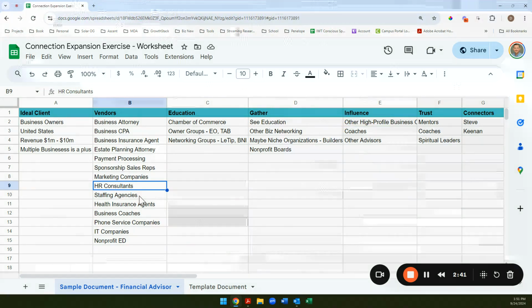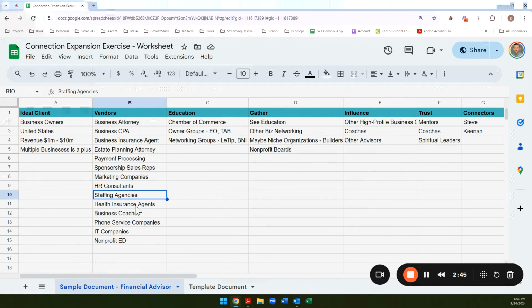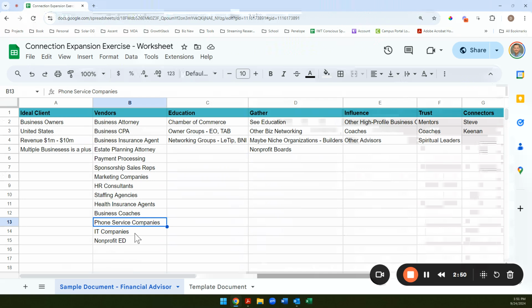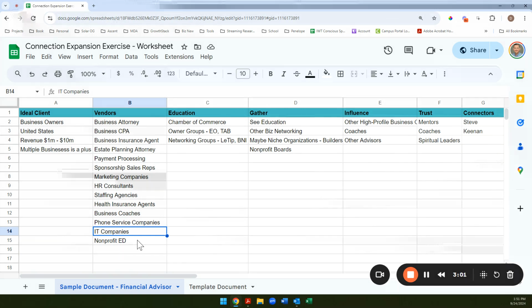Again, they can tell you which clients are scaling up, hiring C-suites, hitting certain moments. Staffing agencies for recruiting and placement, health insurance, business coaches, phone service companies if they're doing traditional, or it could be like a charter, an IT service company. So sometimes those blend. Again, IT companies, which could be managed service providers or security.